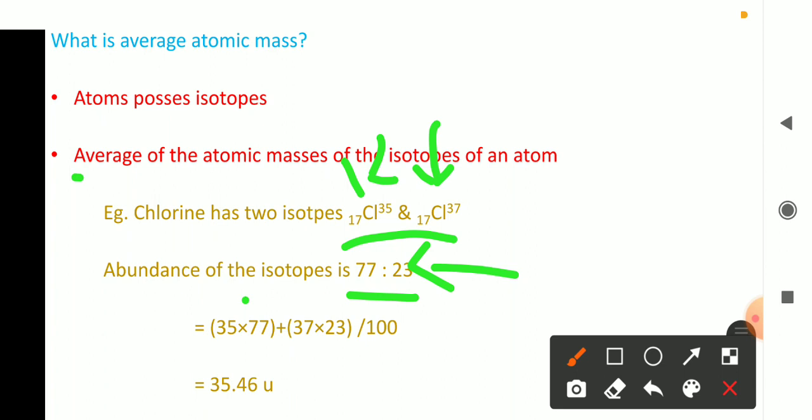In order to calculate average, we are dividing this term by 100, and the answer will be 35.46 U, or when it is rounded up, it will be equal to 35.5 U. You know what is U? U is the unified atomic mass or atomic mass unit. Okay, so this is the way of calculating average atomic mass. How to calculate? The mass number has to be multiplied with its percentage abundance, then divided by 100, so that we can get the average atomic mass of an atom.